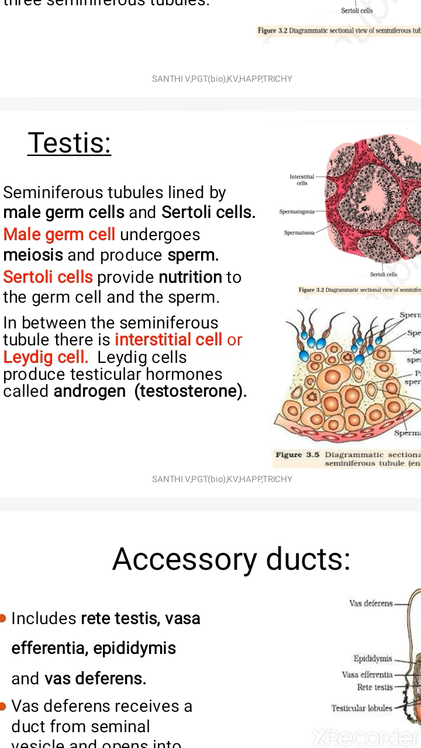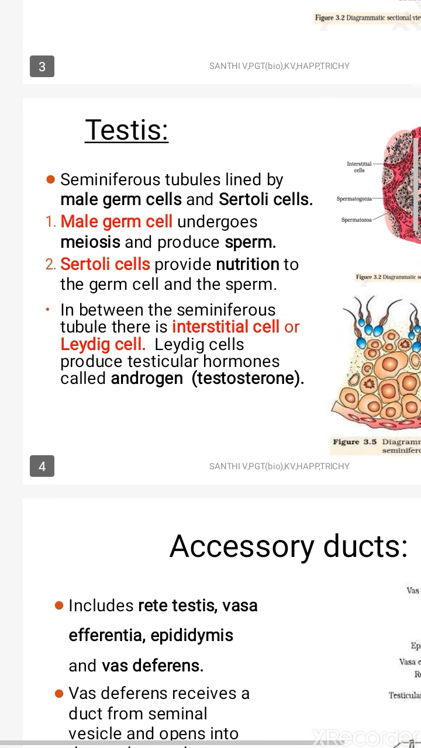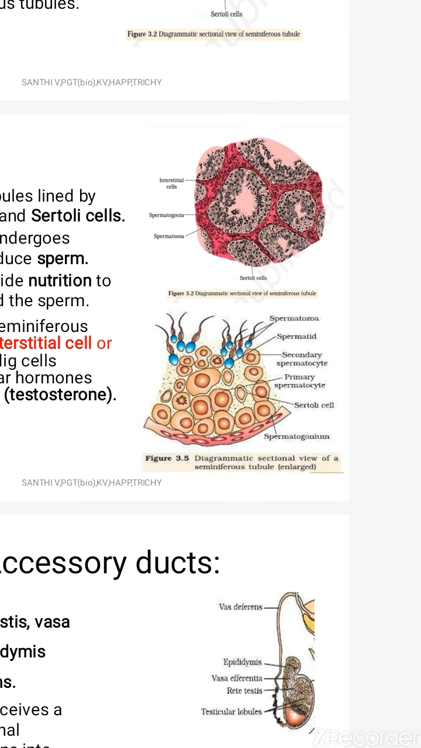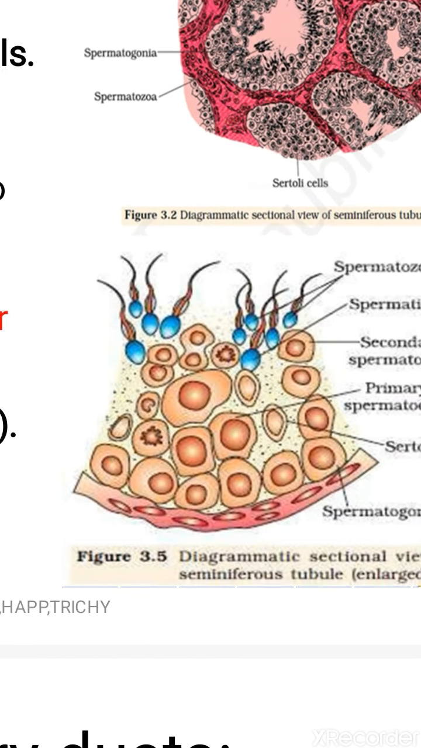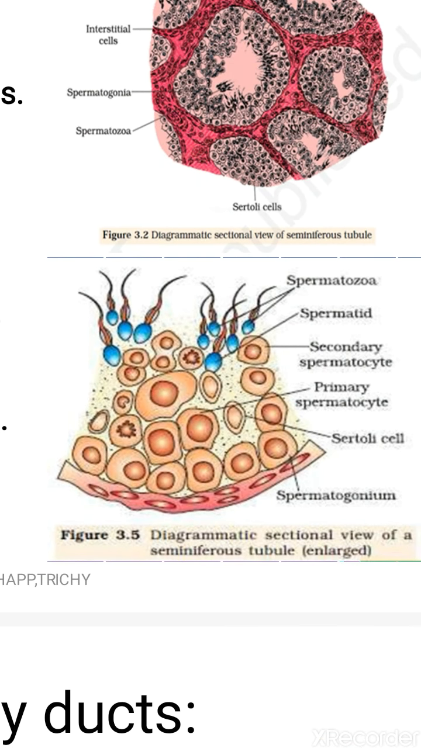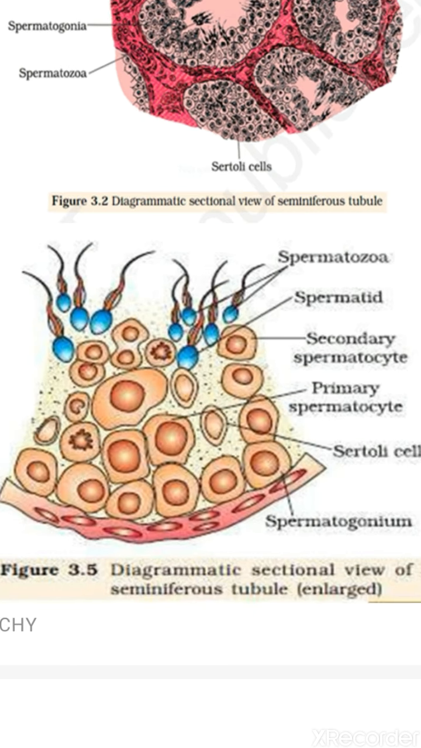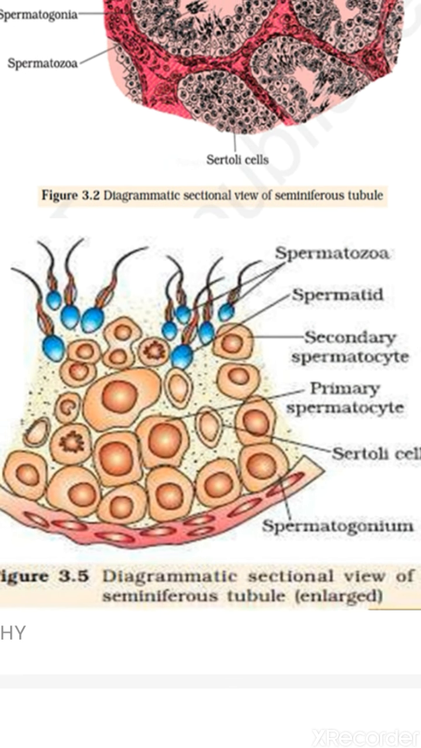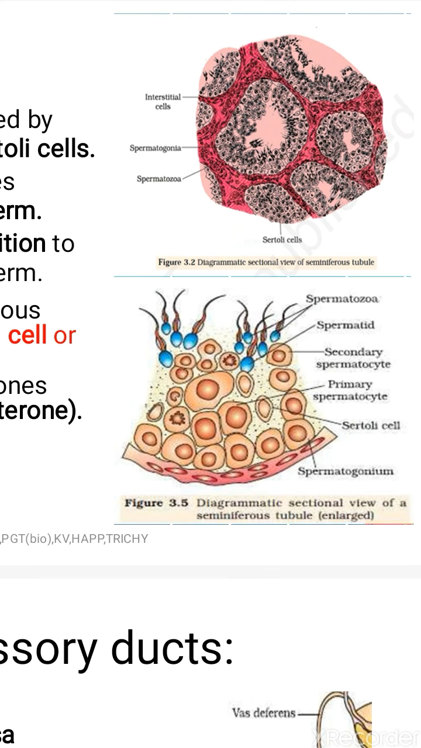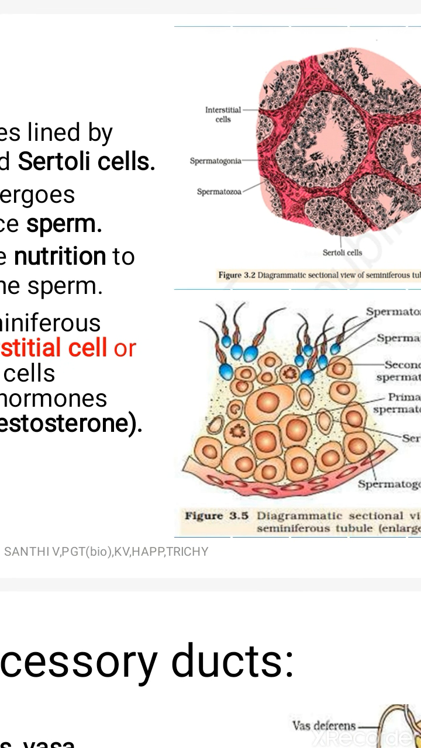So here, where do the Sertoli cells lie? You can see the Sertoli cells here. Here it is a sectional view, a single portion, just enlarged. Here you can see the Sertoli cells and the sperms are attached to them, and they get nutrition from the Sertoli cells.